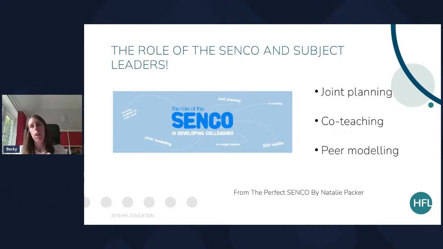How well did it go? What more was needed in that lesson? Did that child struggle, or did they do well? What strategies worked in that moment? Really reflecting on that practice.